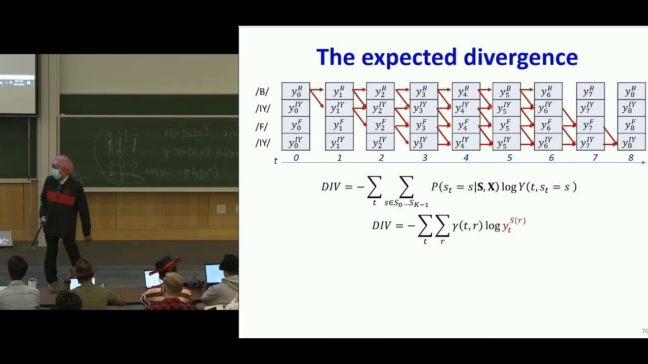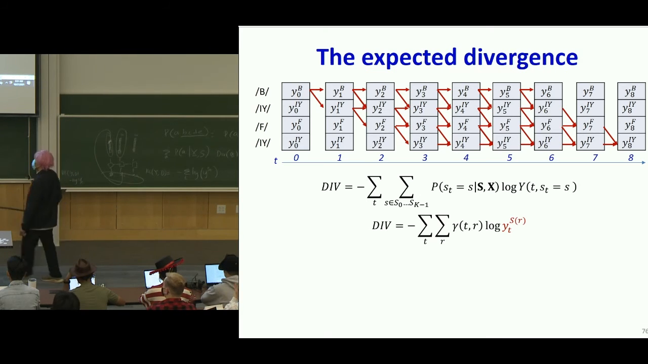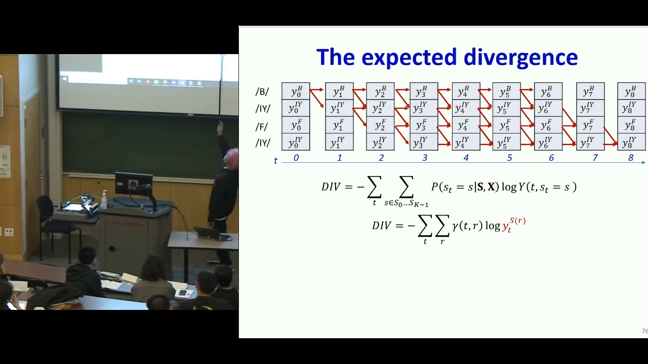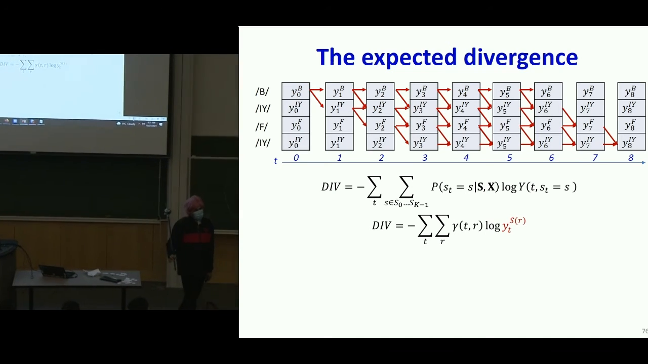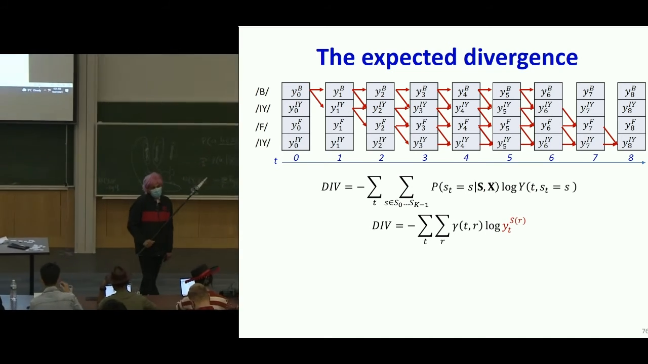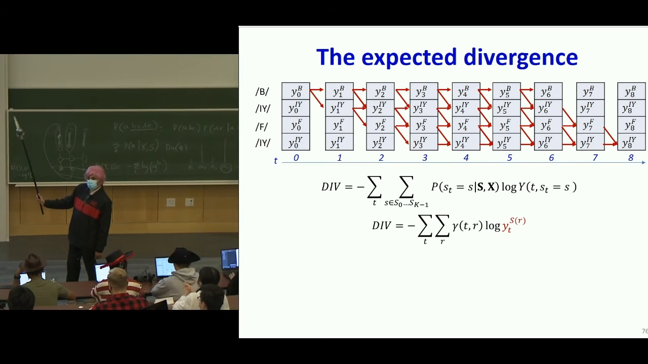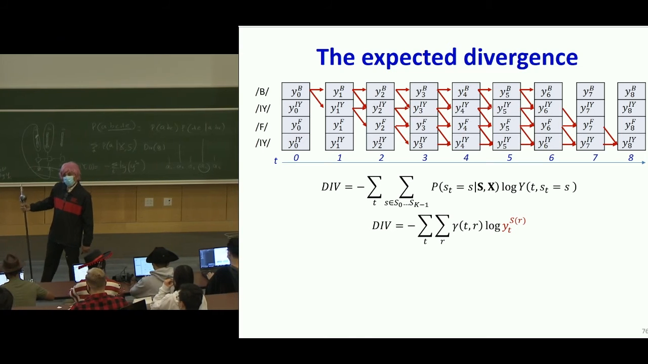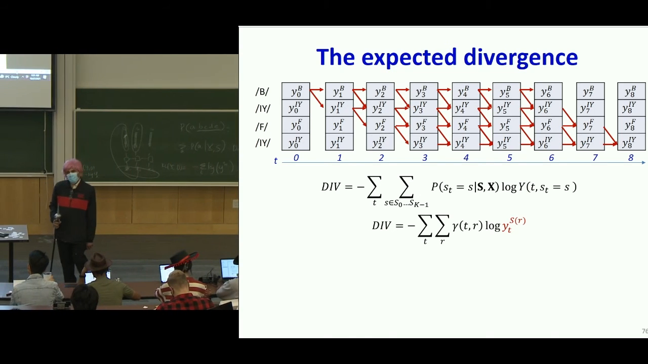And now that you have computed that, all of that rigmarole was just to be able to compute this term over here, which is the expected divergence in the tth time instant. You're going to sum that across all time, and this is going to give you the total expected divergence over all possible alignments of the input to your label sequence.